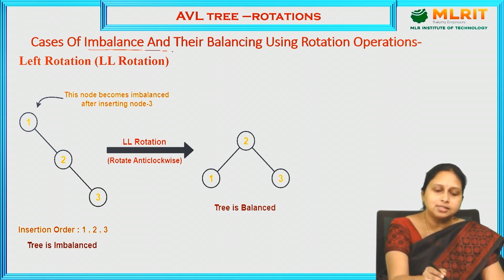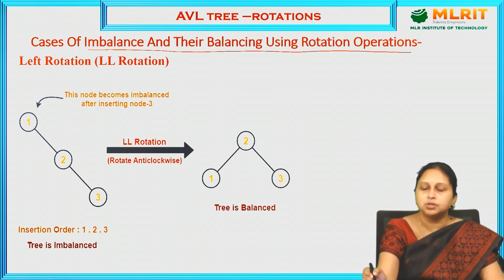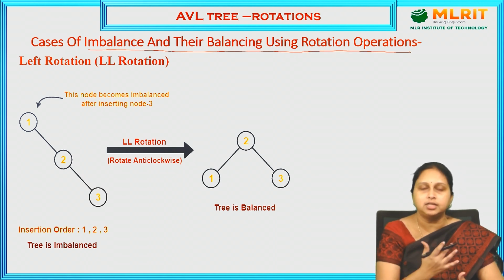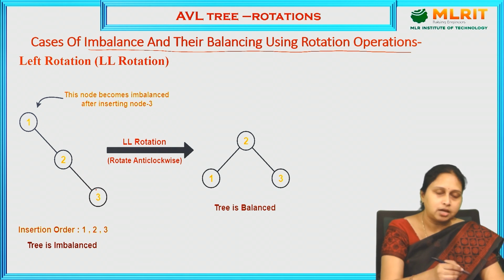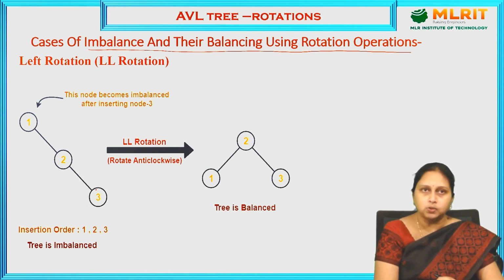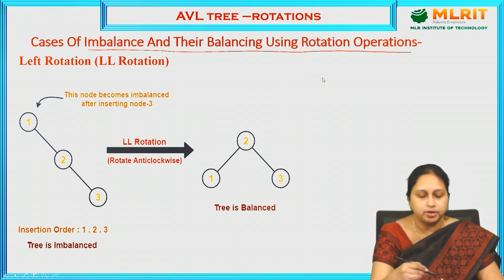Cases on imbalancing and their balancing using rotation operations. If the tree is imbalanced, in that particular case, how are we going to make it balanced by doing rotations? Let us consider a tree with nodes. Suppose I am going to take the same example.